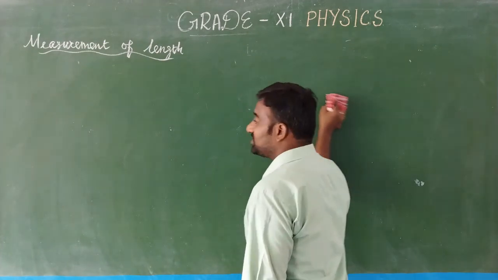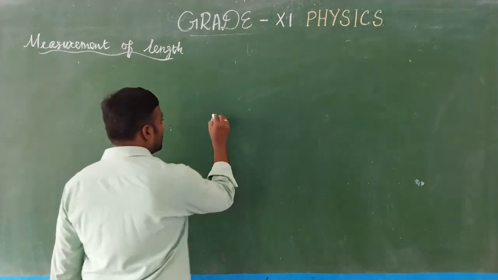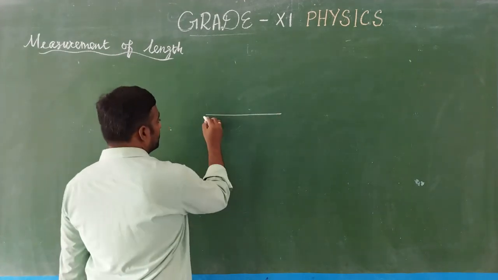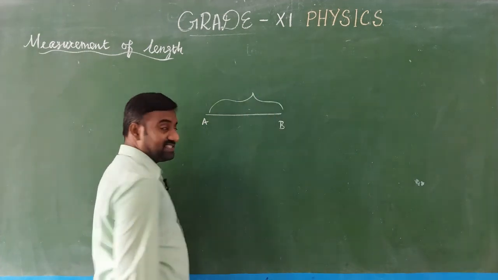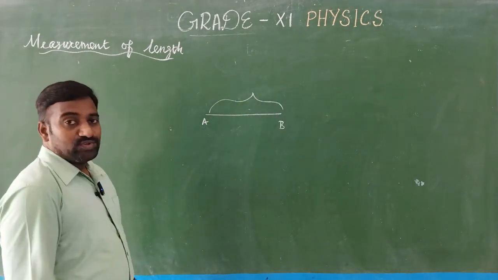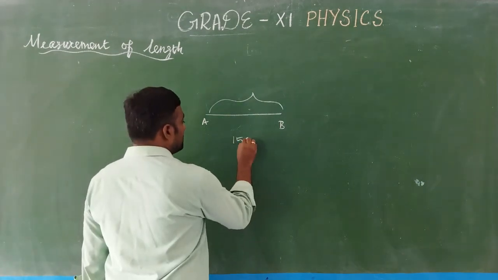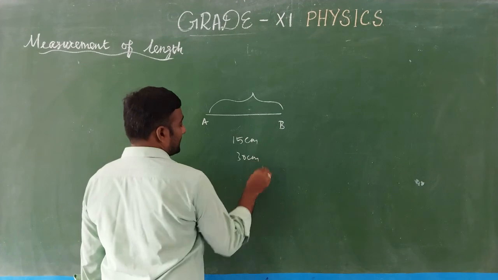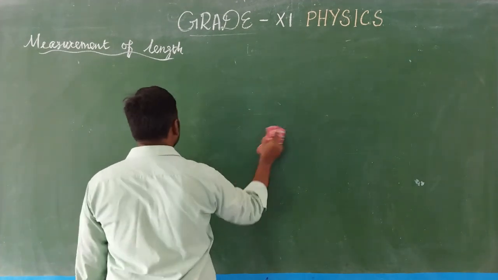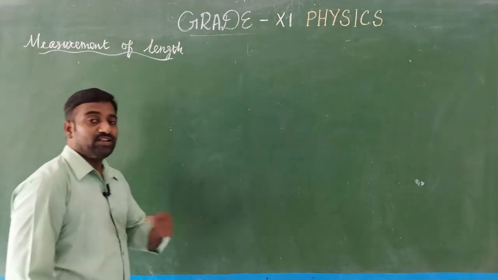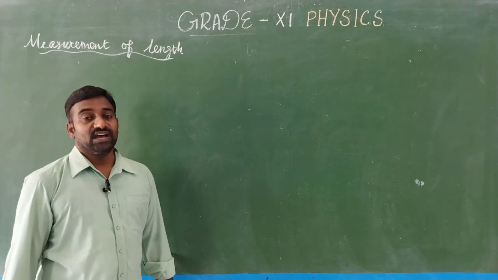To measure the length we use a device. What is the name of the instrument used to measure the length? For example, I draw a line on the board. The line starts from A to B. I want to measure the length of this line segment. Okay, I use a meter scale. Normally I may use a 15 centimeter scale or 30 centimeter scale. That is the range of the scale. But generally the meter tape, in a construction site they use a rolling meter tape, no? That has a length of 100 meter.